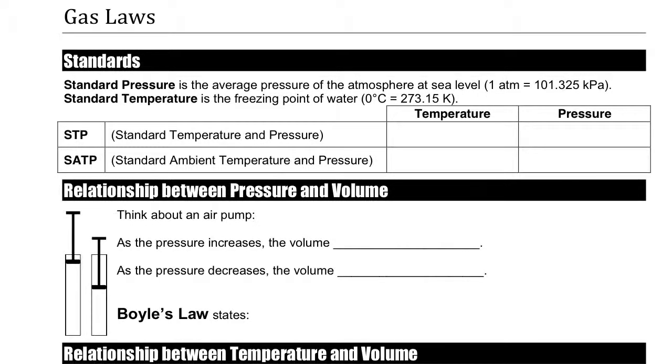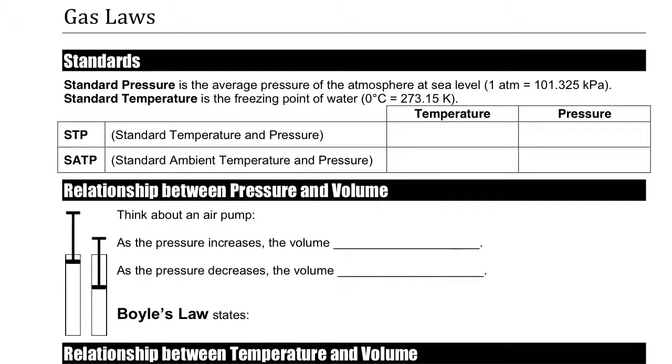We're going to talk about gas laws. These are just different laws that describe how gases behave. Before we get to that, let's talk about some standards and some terminology here. We could talk about standard pressure and standard temperature. These are just ways that scientists communicate what the temperature and pressure is when they perform a certain experiment.